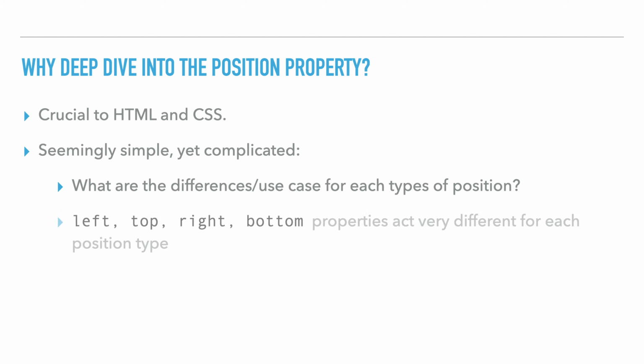Another reason is that the associated CSS properties, the left property, the top property, the right and the bottom properties, these are often used in conjunction with the position property, by the way. So these behave radically different depending on which position type you're using. So for example, the top property for an absolutely positioned element will be very different from a top property for a sticky positioned element. Now you would think that these would behave identical regardless of which position type you use, but that's not the case.